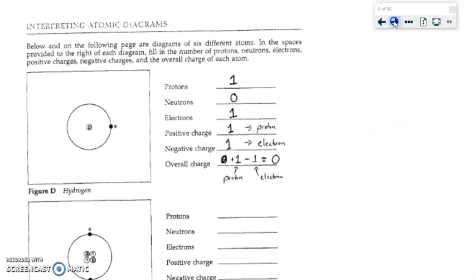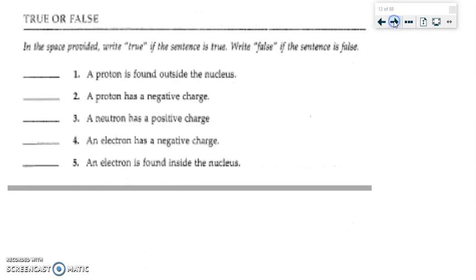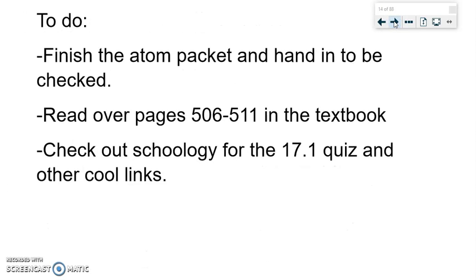Okay, so your job is to go through and do the packet, and when you're done, please hand it in. So your to-do list right now, finish this packet, hand it in to be checked, and then I want you to grab a purple textbook, and you're going to read pages 506 to 511. This is the first part of chapter 17, and after you've read that, which is a review of the stuff from the packet, there is a quiz on Schoology, 17.1 quiz, and there's a bunch of other cool links on atoms with videos and stuff you can check out as well. So that is your starting to-do list for today.